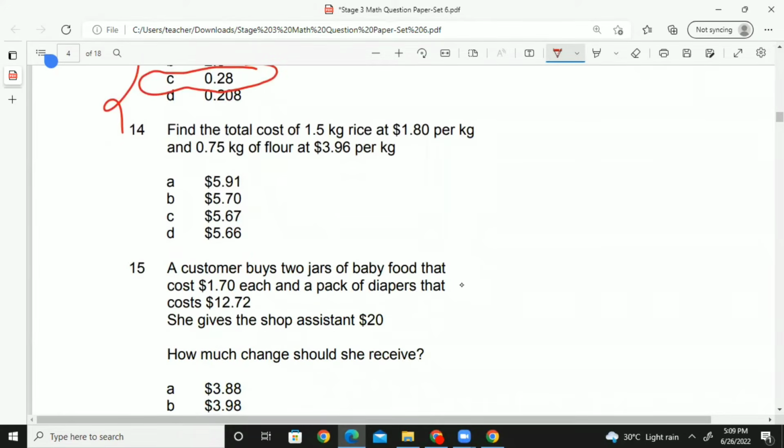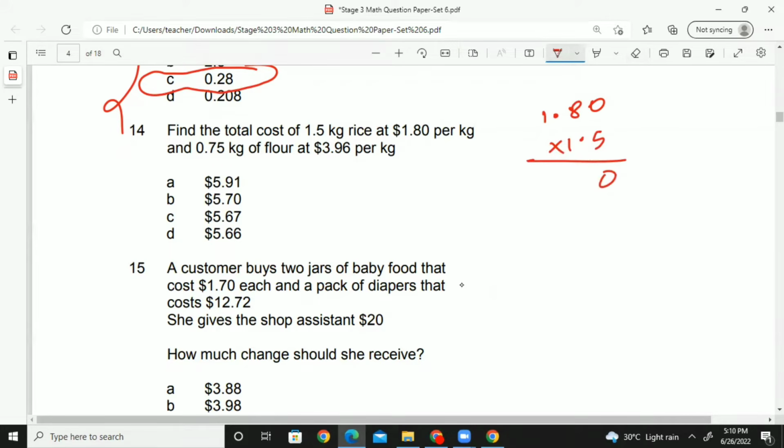Find the total cost of 1.5 kilograms of rice at $1.80 per kilogram and 0.75 kilograms of flour at $3.96 per kilogram. So all we're going to do is apply some multiplication again. We're multiplying $1.80 times 1.50. You don't have to line up your decimal point because we're multiplying. So you just make sure that you make a note of what's going on.